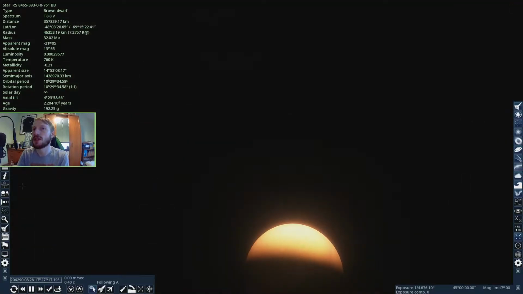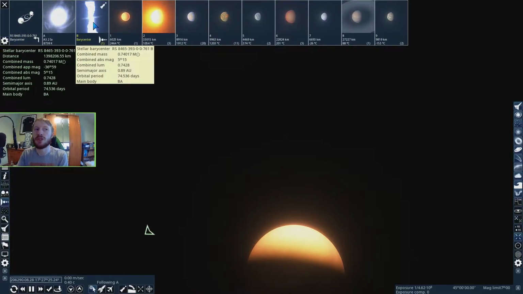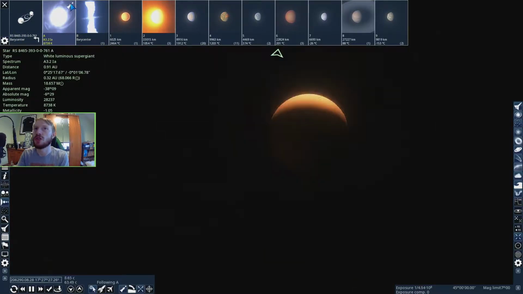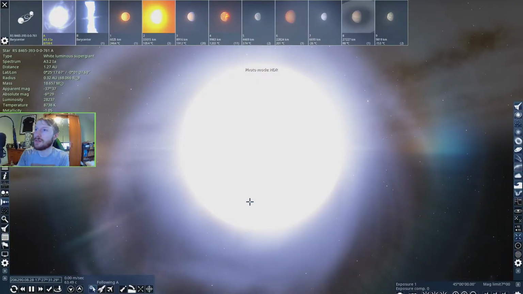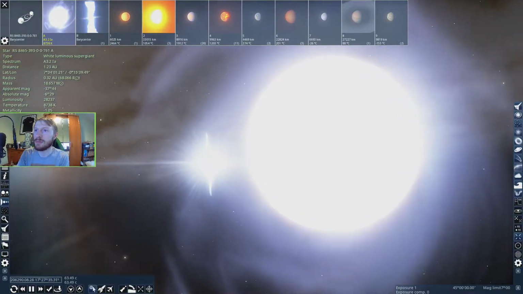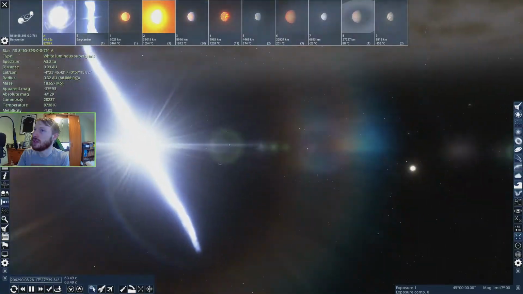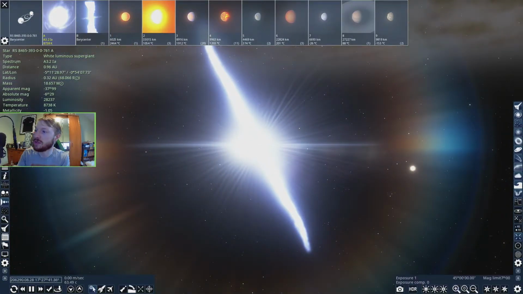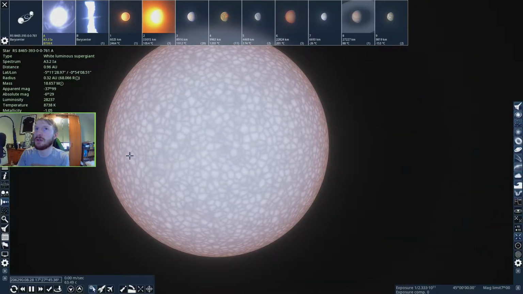But the reason I say this is interesting is because, as I said, this is a trinary system between a brown dwarf, an accreting white dwarf, and also this white luminous supergiant here as well. So I could put this mode back on, and so you see this is where the brown dwarf and the accreting white dwarf is, and that's the star over there.